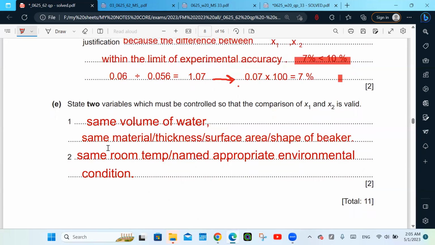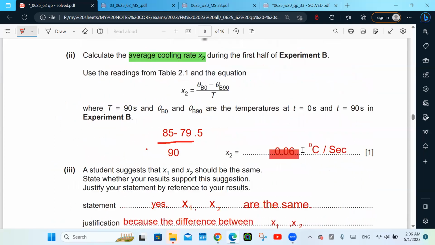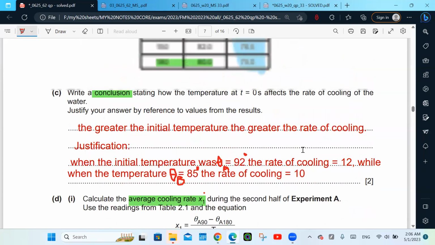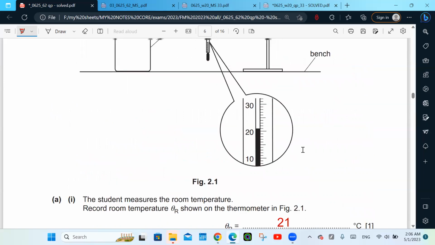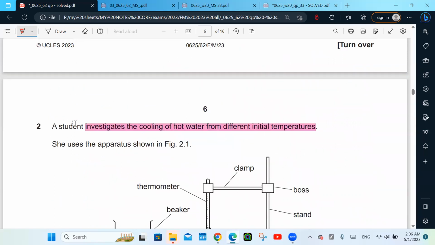Okay, here the last question in this question number 2: state two variables which must be controlled so that the comparison of x1 and x2 is valid. I want to see which ones are the control variables. A lot of students can make this mistake. Be careful, please, because let's go back again to the beginning of the question, the part highlighted in purple here.